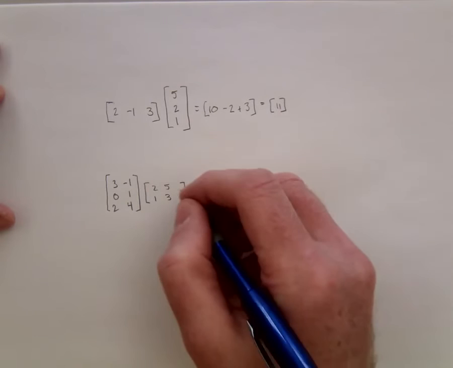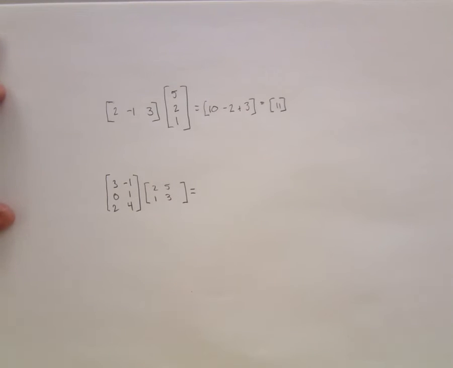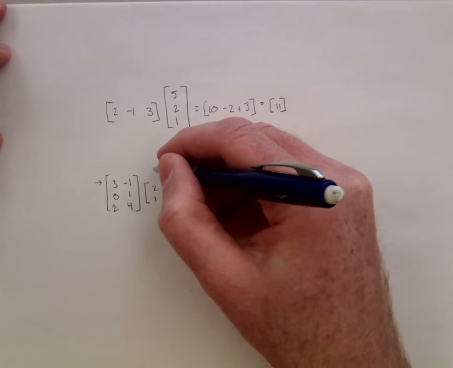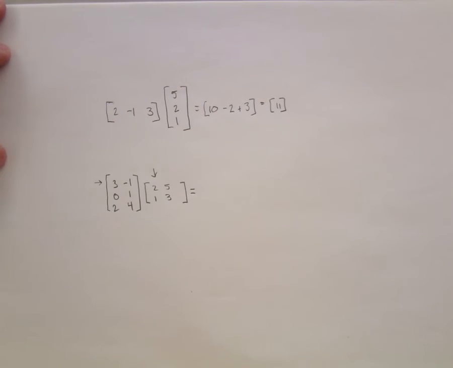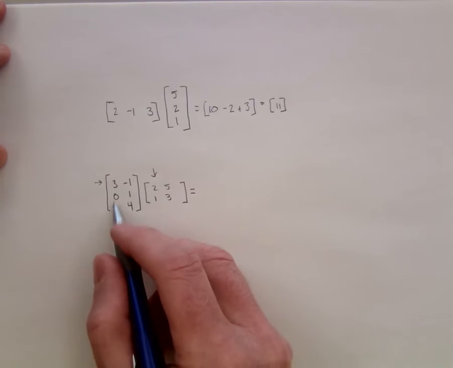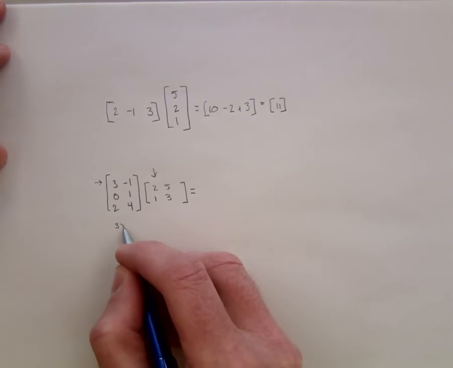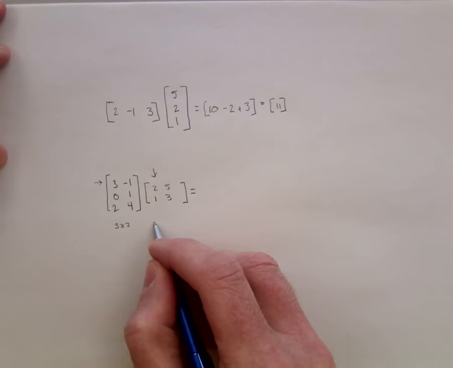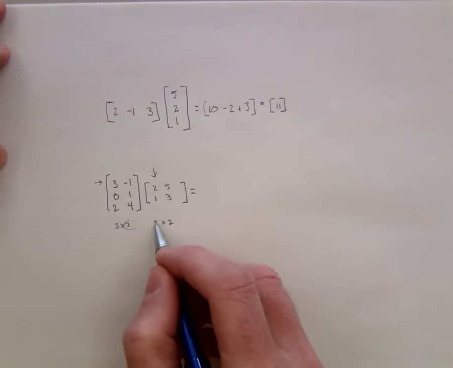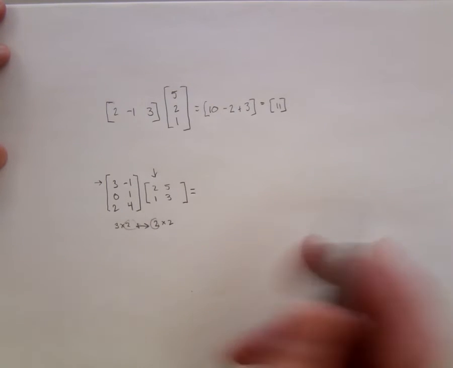When you multiply matrices of larger dimension, it's always a row from the left-hand matrix multiplied by a column from the right-hand matrix. And so it's going to be important for us to analyze the dimensions. This one is 3 rows by 2 columns. This one is 2 rows by 2 columns. And we need these values to match.